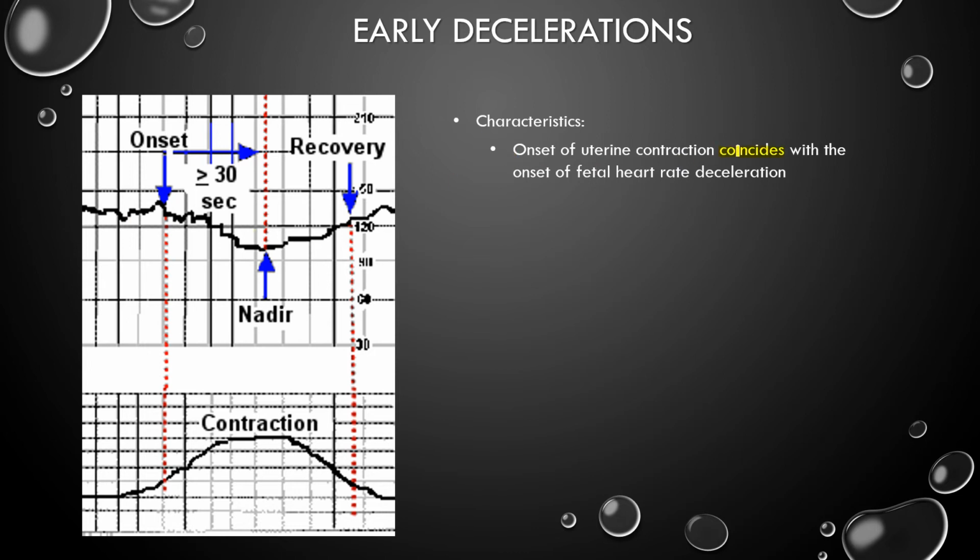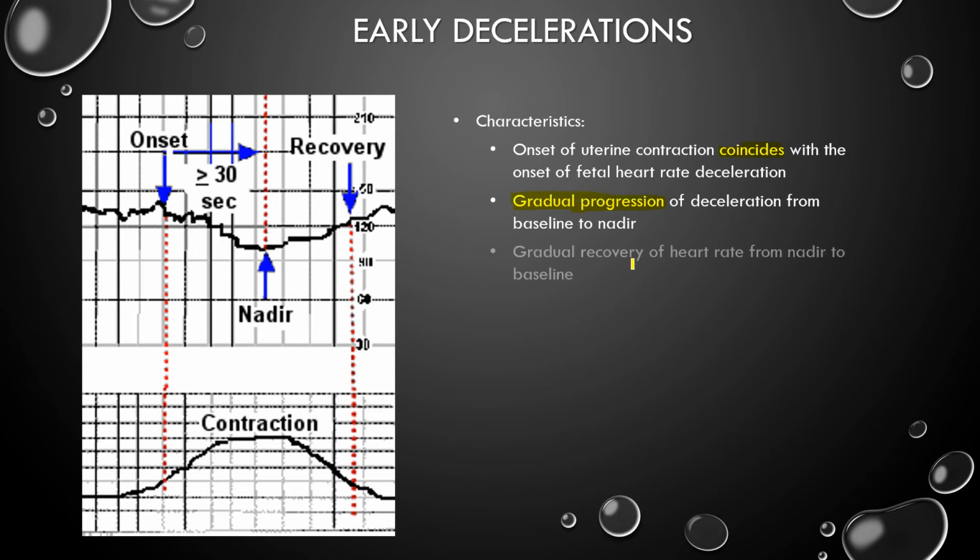They coincide with each other. And you also have a gradual progression of deceleration from baseline to nadir. You see it's more than 30 seconds. It takes a little while to get down to the lowest point of the fetal heart rate deceleration. It's not very rapid, and we'll see what a rapid one looks like later. So, a gradual progression of this deceleration.